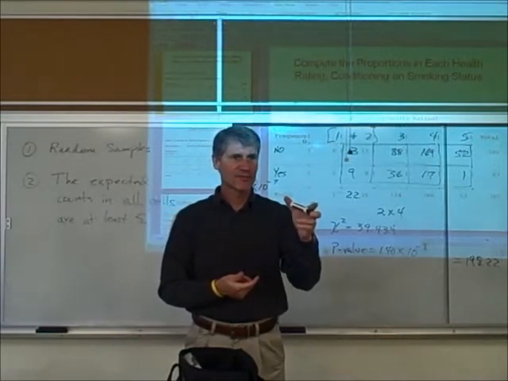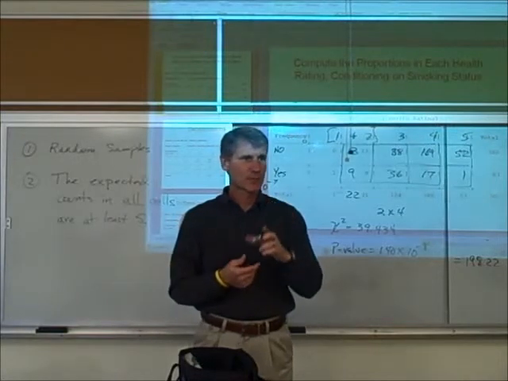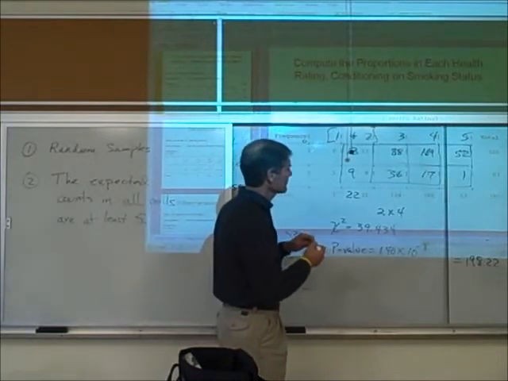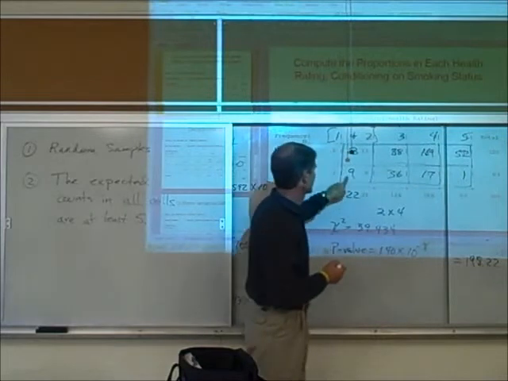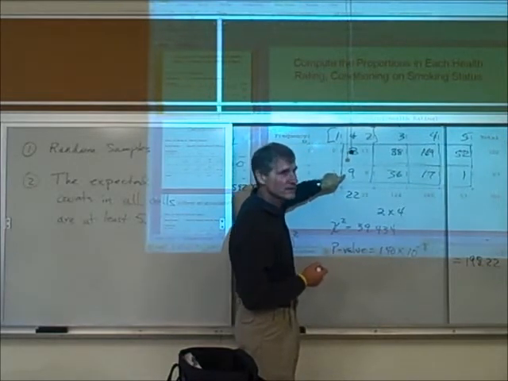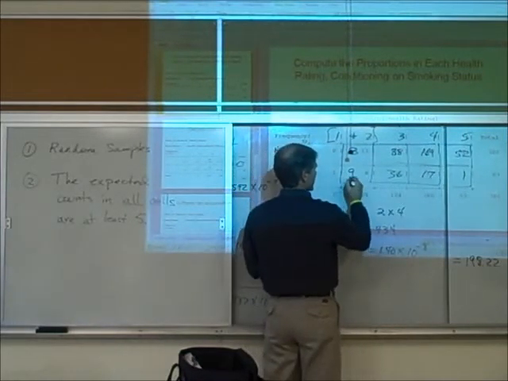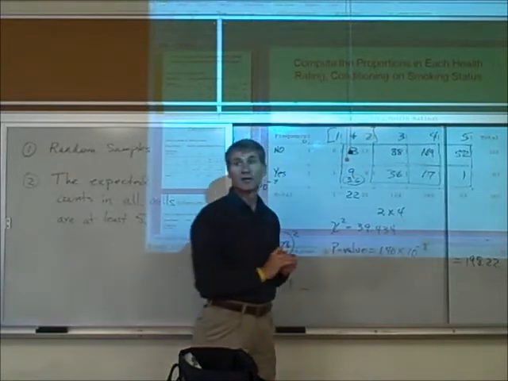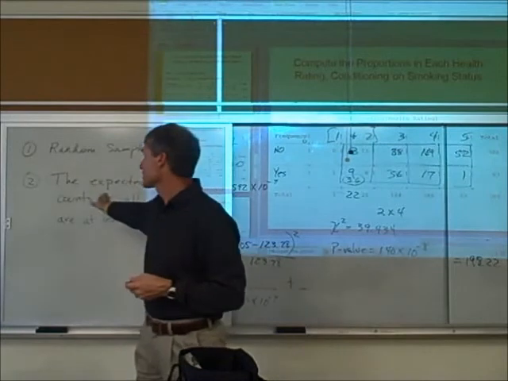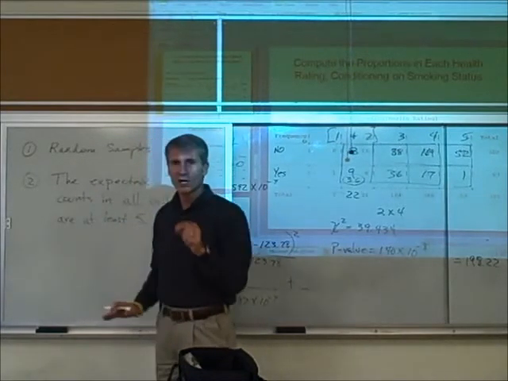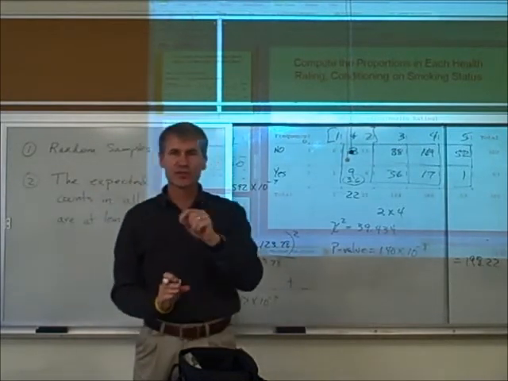You're shaking your head no? There's one at 3.6. Which one? Bottom left. I don't know which one's which. Yeah, it's the first one. So this one was, say it again, 2.6. So that expected count is too low. So we would have to say our assumption is not met. 1 out of 8 cells is too small.